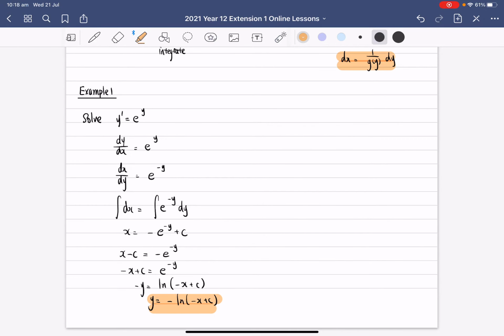Of course, if you want to find out the particular solution, all you have to do is substitute a given condition. Then you will be getting the actual equation.